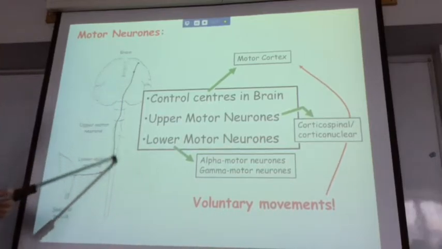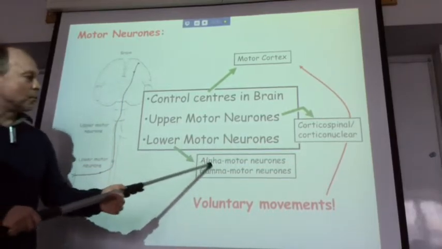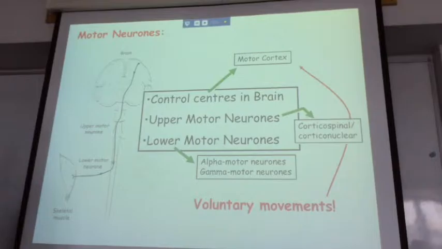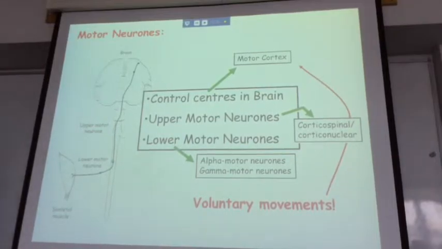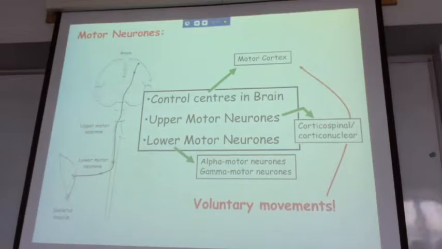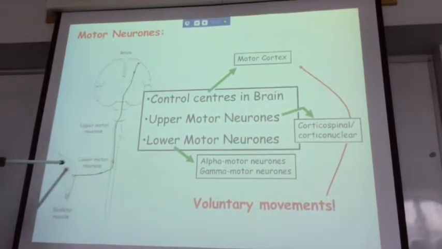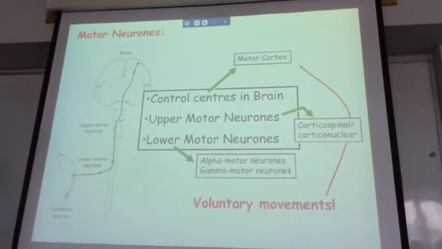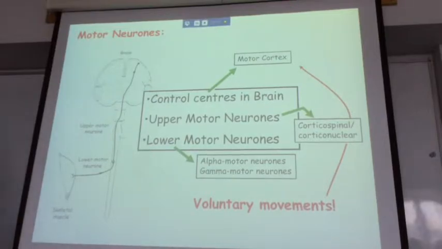Then you have lower motor neurons, of which there are two classes: alpha motor neurons and gamma motor neurons. In this kind of overview, there isn't enough time to go into the distinction between those two different types of motor neurons that run out to the skeletal muscle. There are a lot of other motor centers as well. Oh, right, cranial nerves, right.